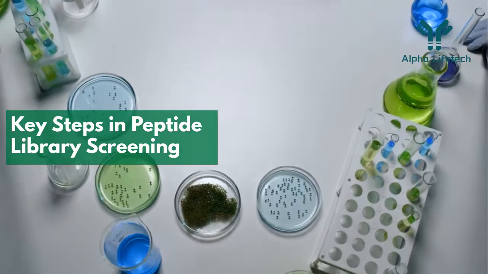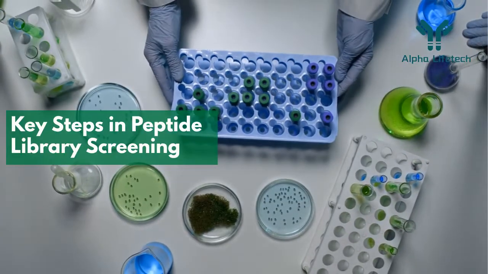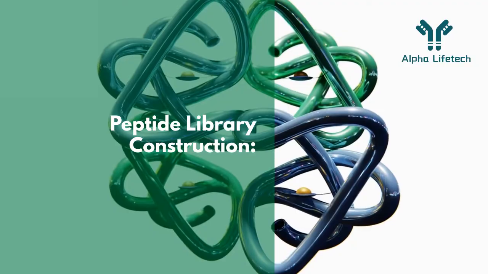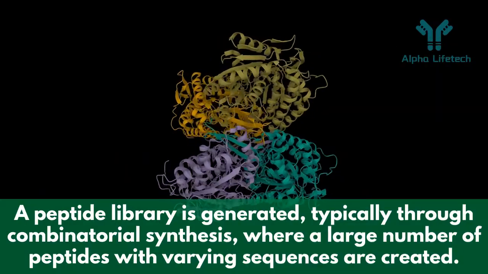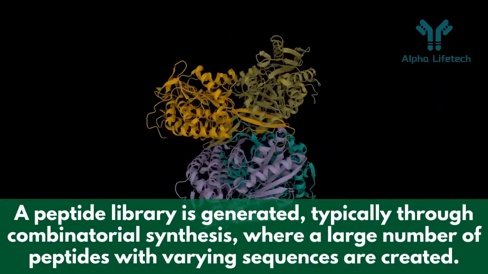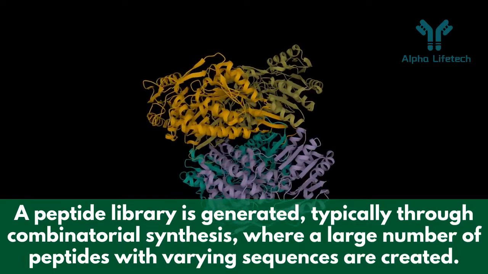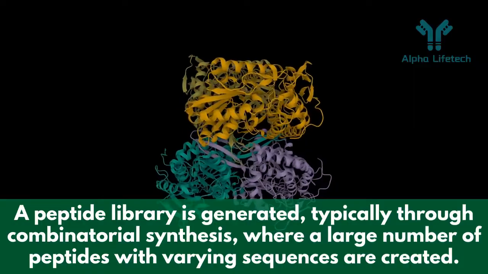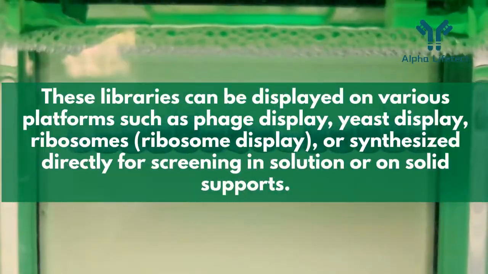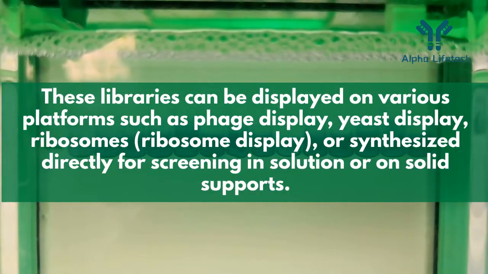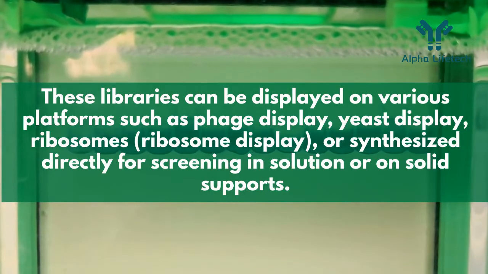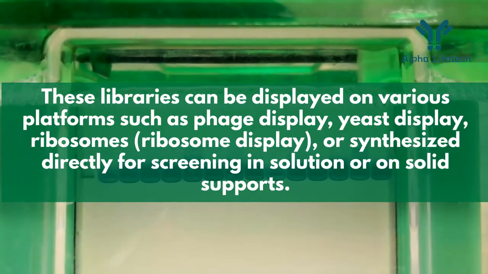Key steps in peptide library screening. Library construction. A peptide library is generated, typically through combinatorial synthesis, where a large number of peptides with varying sequences are created. These libraries can be displayed on various platforms such as phage display, yeast display, ribosome display, or synthesized directly for screening in solution or on solid supports.